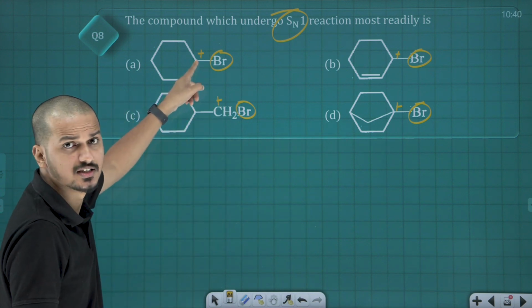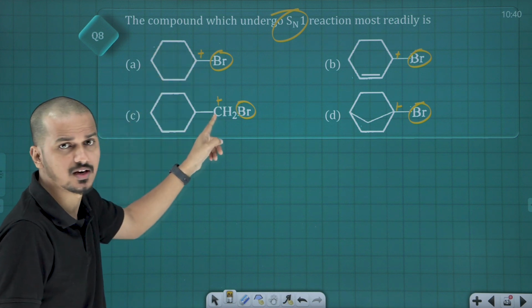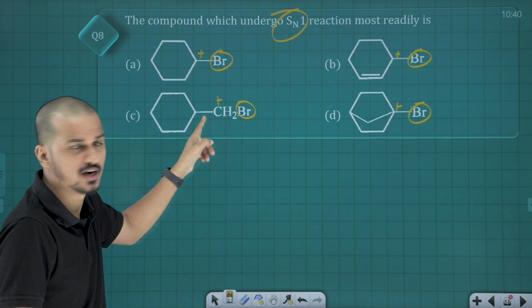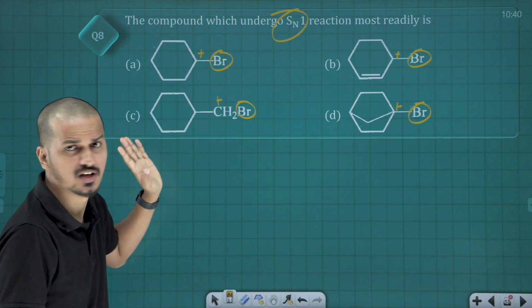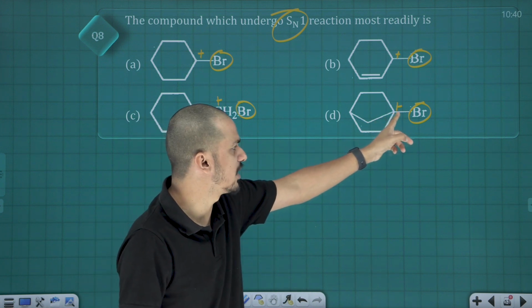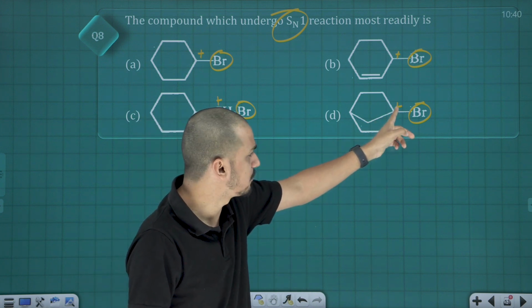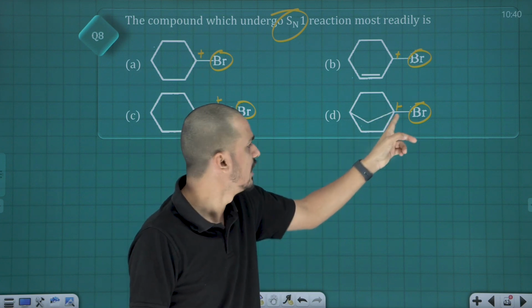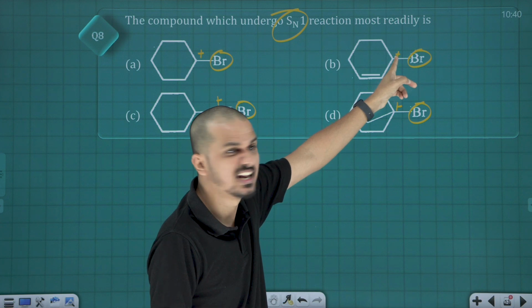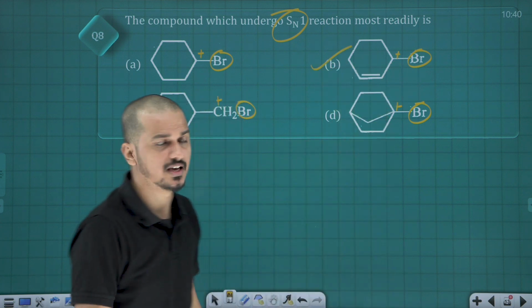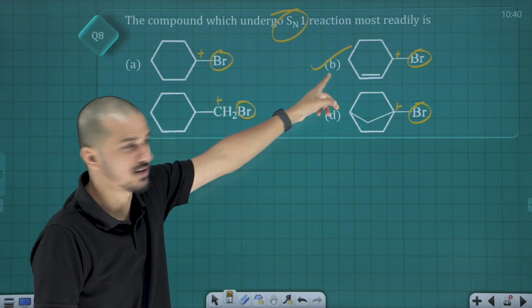What about this one? This is a secondary carbocation. What about this one? This is a primary carbocation, but it can shift to here, so it can give a tertiary carbocation. What about this? This is actually a tertiary carbocation, but here the problem is that the plus charge is coming at the bridgehead of a bicyclic compound. According to Bredt's rule, that is not stable. This one is an allylic carbocation, so allylic carbocation is stable here. So option B is the correct answer.